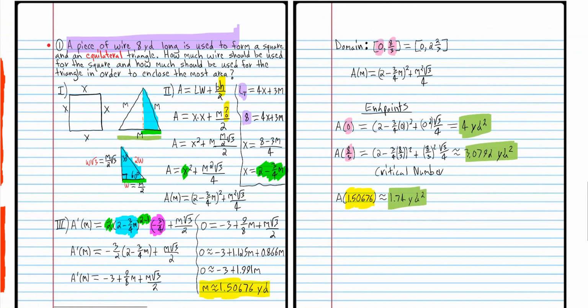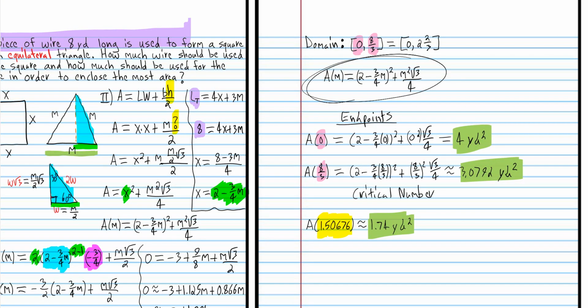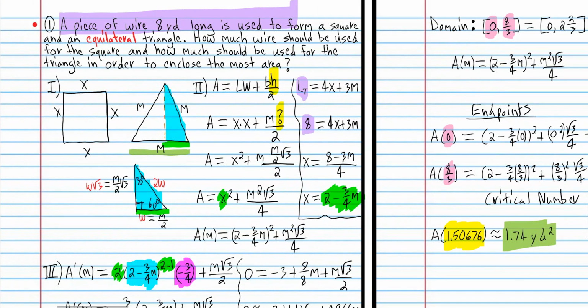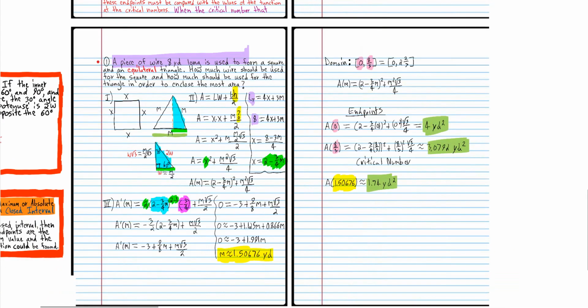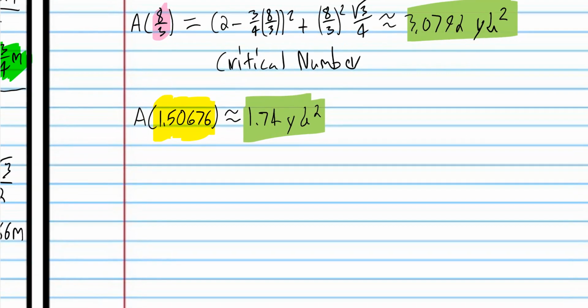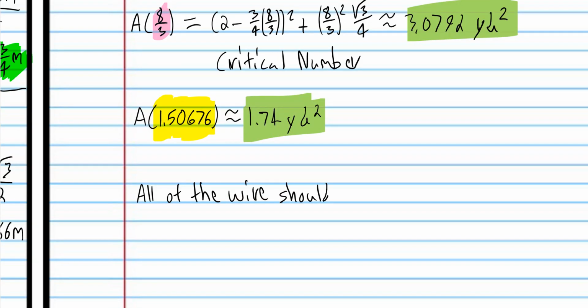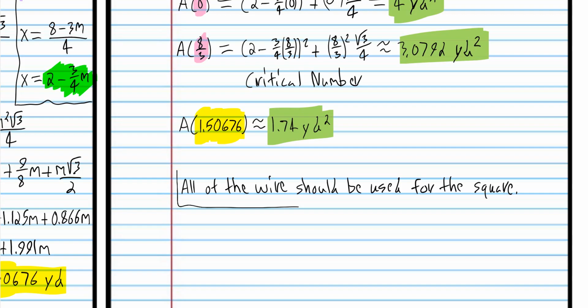So we want m to be 0. Remember those pink and yellow numbers? That's m. A is a function of m, right? So we want m to be 0. If m is 0, that means all of the wire is going to be used for the square. So we can say all of the wire should be used for the square. And that's it. That's our answer.